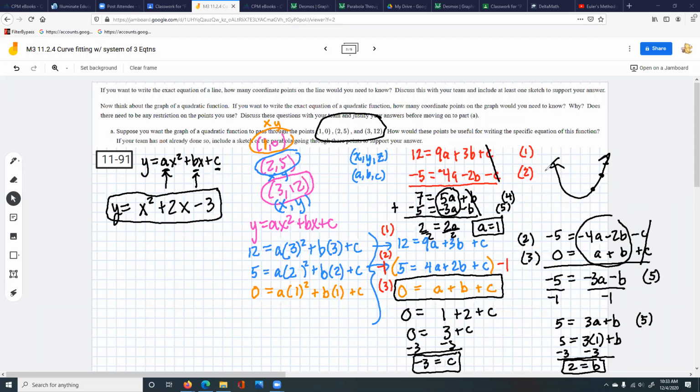X squared plus 2x minus 3. I need to write that down somewhere. X squared plus 2x minus 3. Okay, that's the equation, right? Before I erase it, this guy right here.